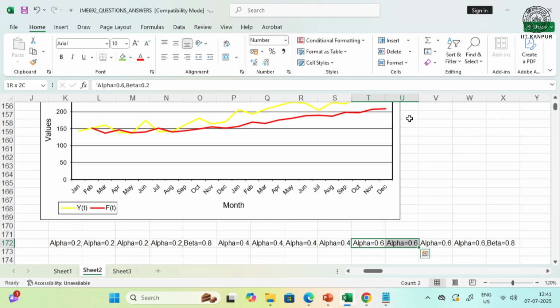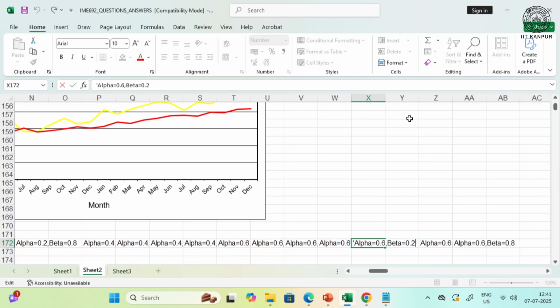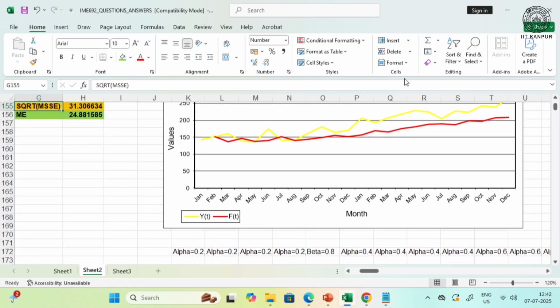And finally, what I want to do is now increase to the last level of alpha, which is 0.8. So with 0.8 alpha being fixed, beta will change from 0.2, then 0.4, 0.6, 0.8. Now I have all the different combinations of alpha and beta, and what I need to plot out are these.